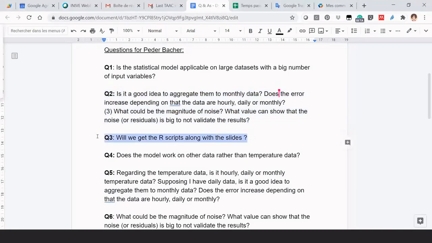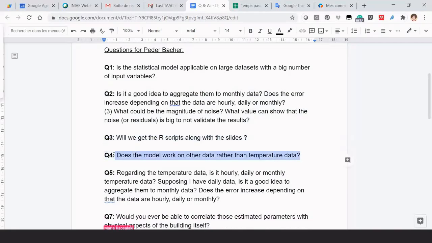The R scripts that I showed with the example are on the website. The examples, the R scripts and the data are on the website.